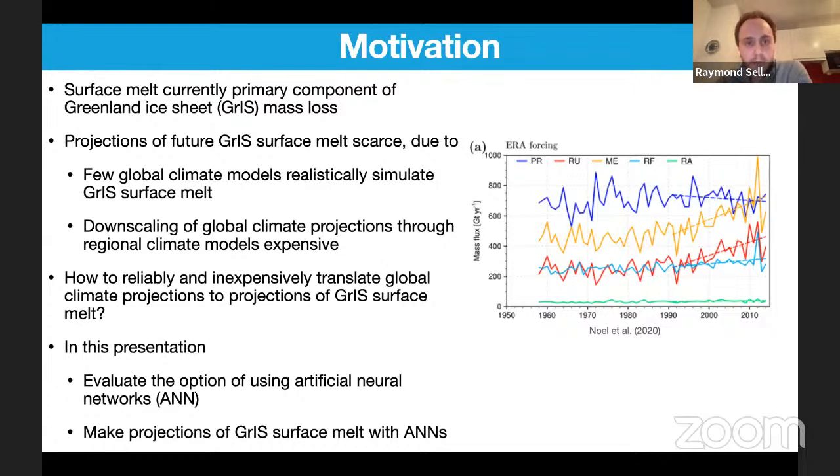However, projections of future surface melt are scarce because there are few global climate models that can realistically simulate Greenland ice sheet surface melt. And downscaling of global climate projections through regional climate models is expensive. So then the question is how to reliably and inexpensively translate global climate projections to projections of surface melt. So in this presentation, I will evaluate the option of using artificial neural networks and make projections of 21st century surface melt using these artificial neural networks.